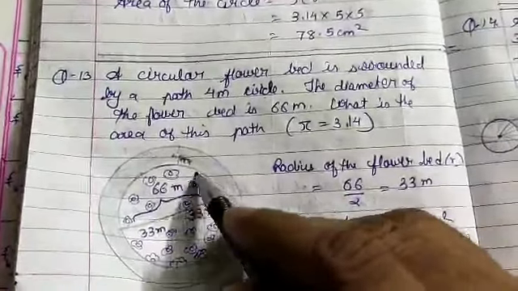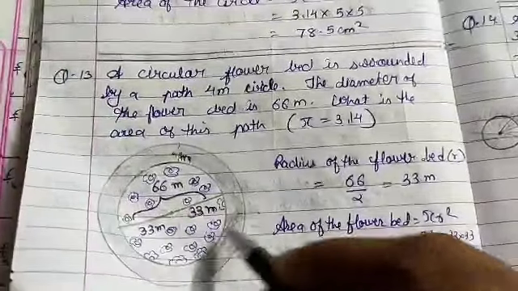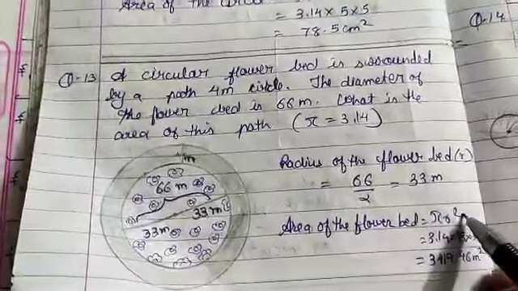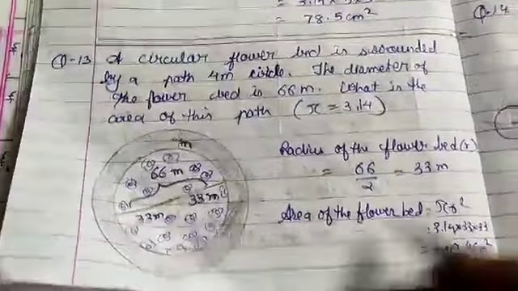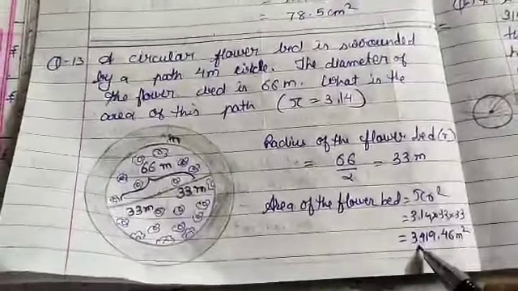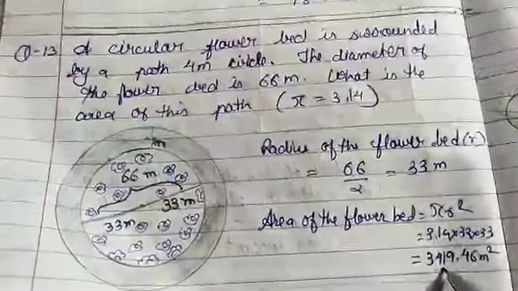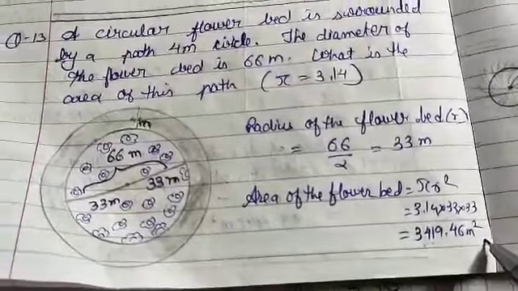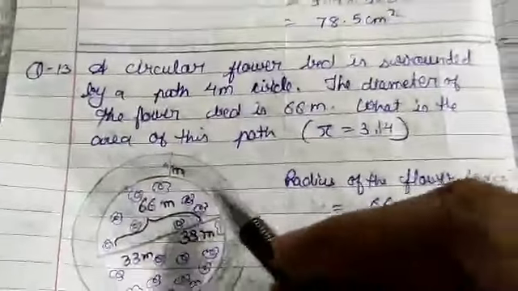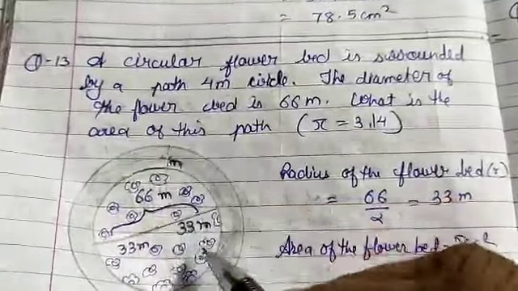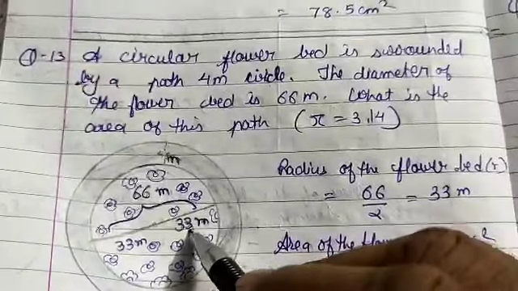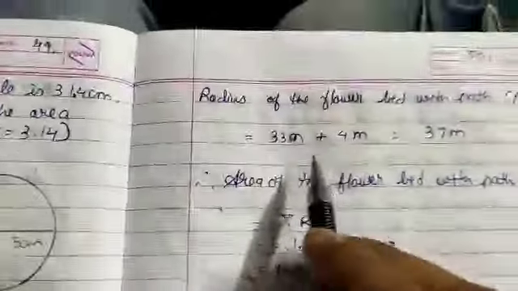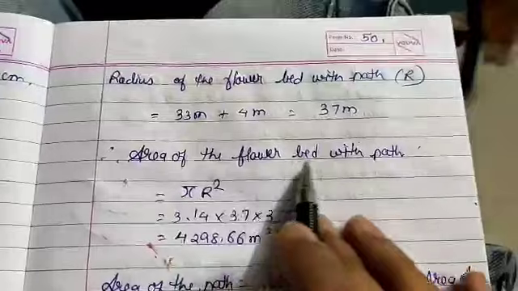So dear student, first we will find the area of the flower bed, that is pi r square. Value of pi is 3.14, and the radius of the flower bed is 33. So 33 into 33, you will get 3419.46 meter square. Then we will add 4 meter to 33, so that we get the radius of the outer circle. Now the radius will become 37.